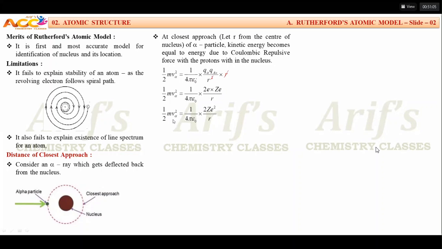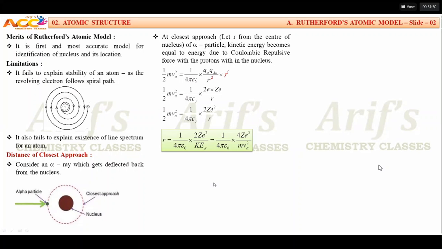Hence, half mv square is equal to 1 by 4 pi epsilon naught into 2Ze square by R. This R is known as the closest distance of approach. R is equal to 1 by 4 pi epsilon naught into 2Ze square by half mv square, which is given as K.E., the kinetic energy of the alpha particle. If the problem gives alpha particle kinetic energy, go ahead. If the problem gives the velocity, go ahead with this expression. Simply you have to remember half mv square. All this is not to be memorized. We are not parrots. We are scientists. Half mv square is equal to the electrostatic force of attraction or repulsion into work done, into S. So it will be simplified.